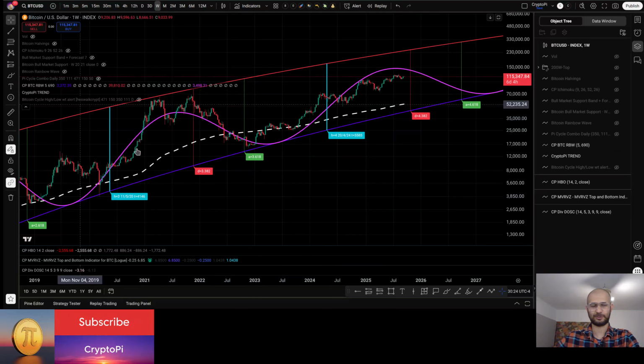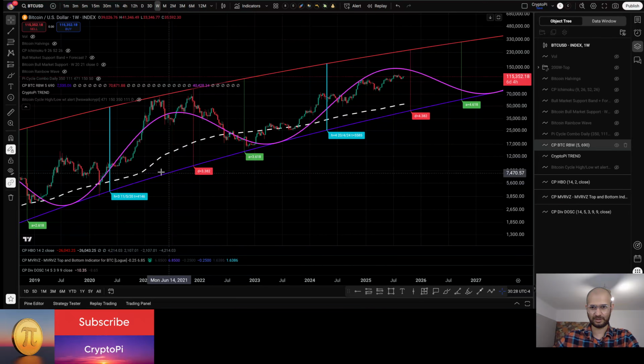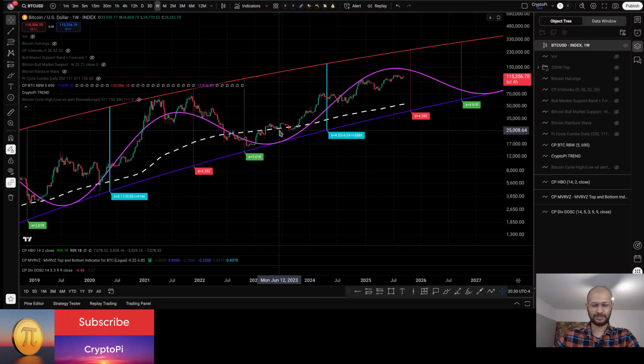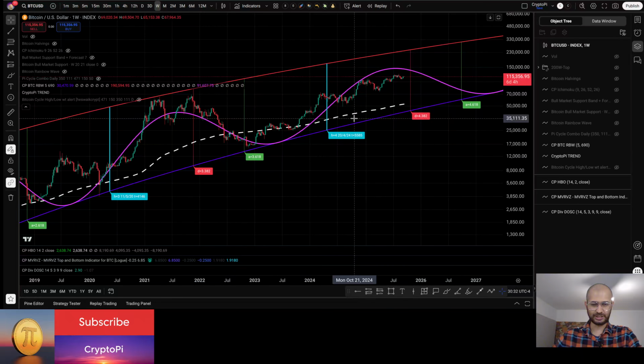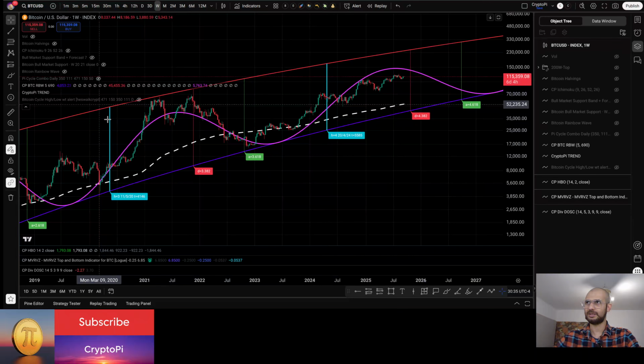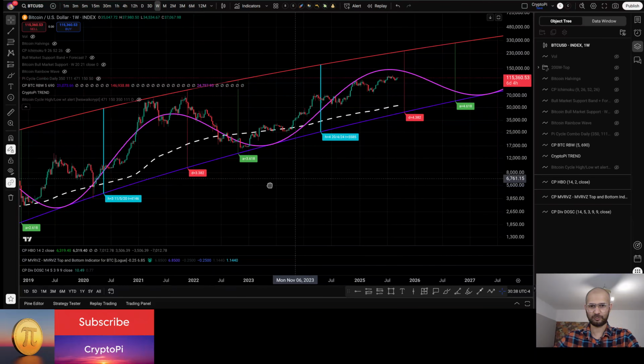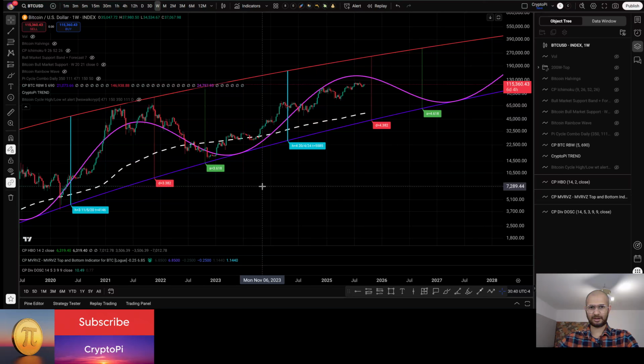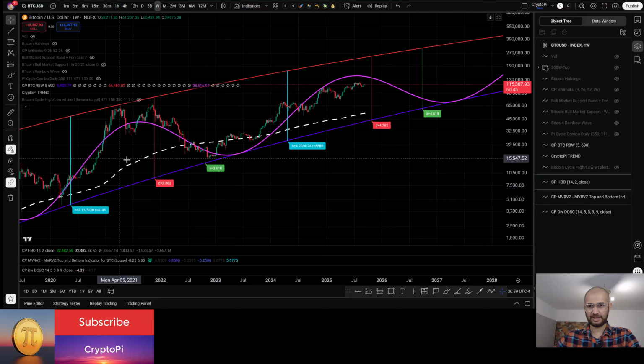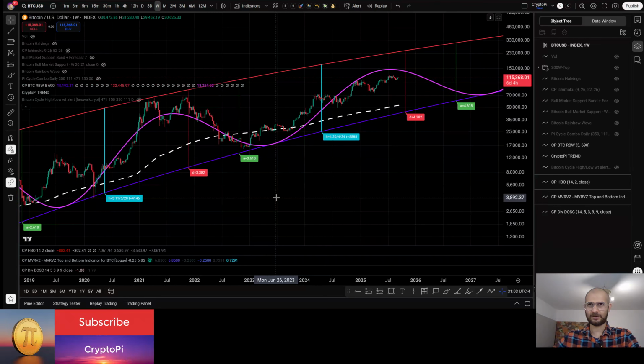So one of them is the rainbow wave. The other one is the white dashed line, and that is the 200-week moving average. I would also like to see how the rainbow wave comes to confluence with the pi cycle, because we have seen in the last few cycles that the pi cycle has identified the top of Bitcoin at almost an exact time, maybe plus or minus 1 or 2 weeks. All right, let's start.